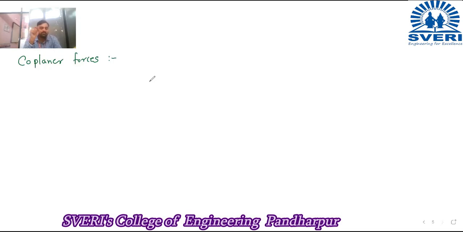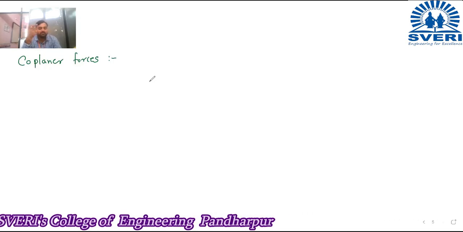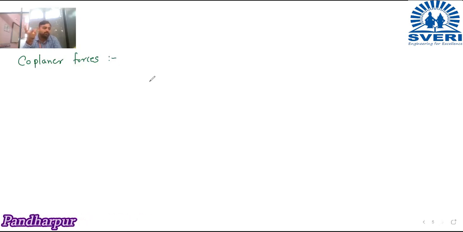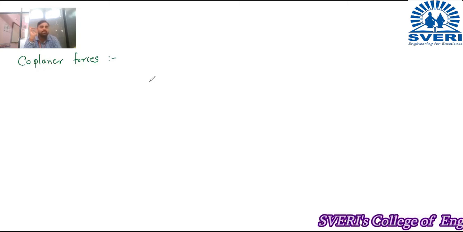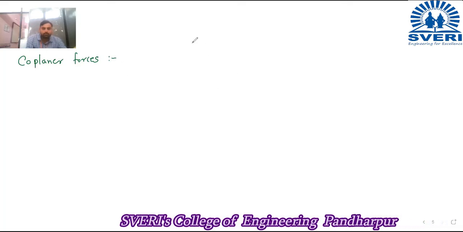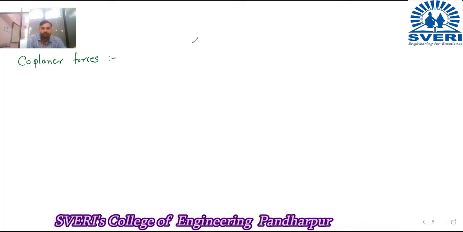So if the forces are acting anywhere in the same plane, then we call them coplanar forces. If the forces are acting in different planes, then they are non-coplanar forces. If the number of forces given to us are acting in the same plane, then we will call them coplanar forces. Before writing, I will draw the diagram.